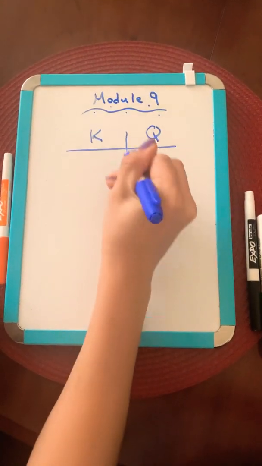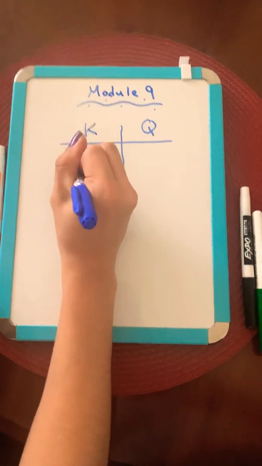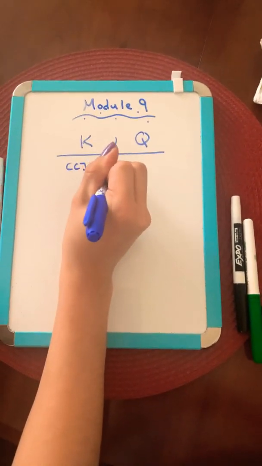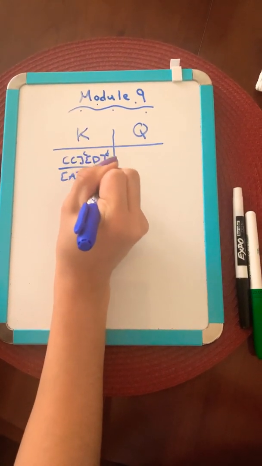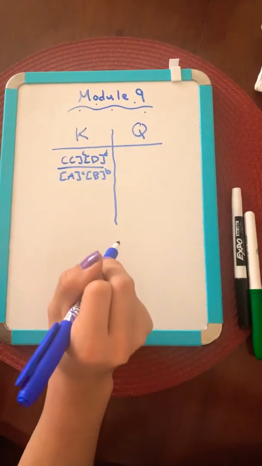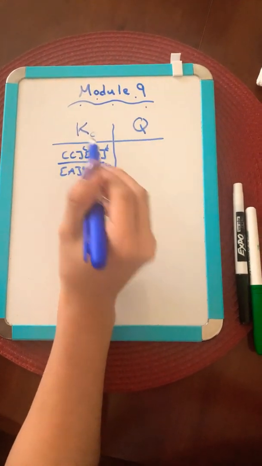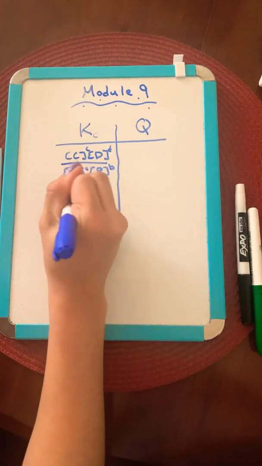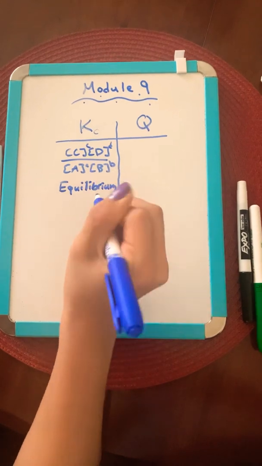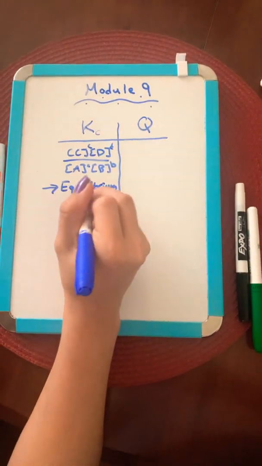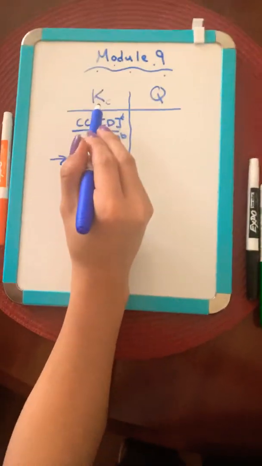What we kind of knew from previous modules is that the equation for K was products over reagents. So let's say C and D divided by A and B, right? Remember that K is a constant, so just think of it as Kc. Kc is a constant for equilibrium. Remember that it's only at these conditions that these concentrations have to be in order to calculate Kc.